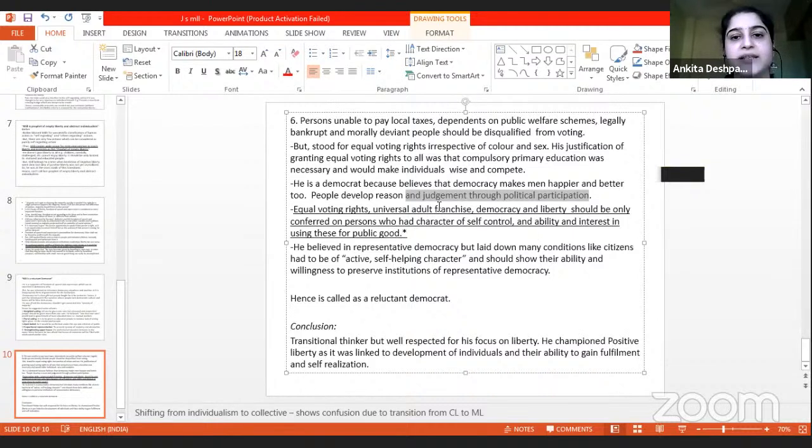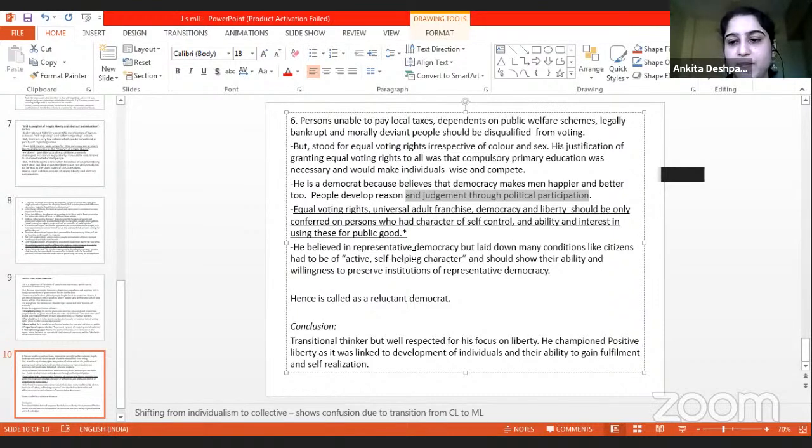So equal voting rights, universal adult franchise. Universal adult franchise simplistically means the right to vote. Democracy and liberty should only be conferred on people who have a character of self-control, so you are not morally deviant, and who have ability and interest. Ability comes from education. Interest is inherent in doing something for public good, meaning political participation.